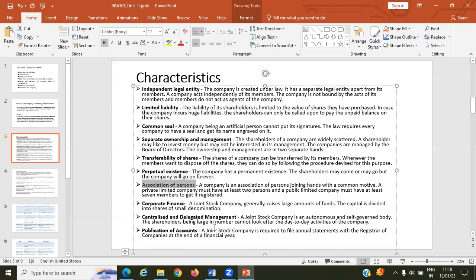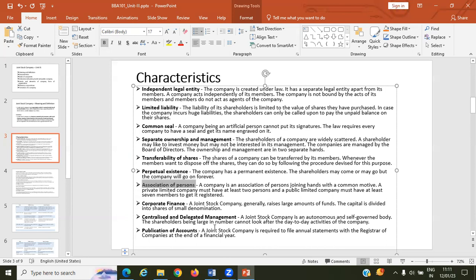The company cannot feel what you feel, but it has everything else that you have: assets, liabilities, profit, loss. Company can purchase, company can sell, company can acquire land, company can acquire buildings. Similarly, what you have, the only thing the company cannot do is breathe or feel like a living human being.